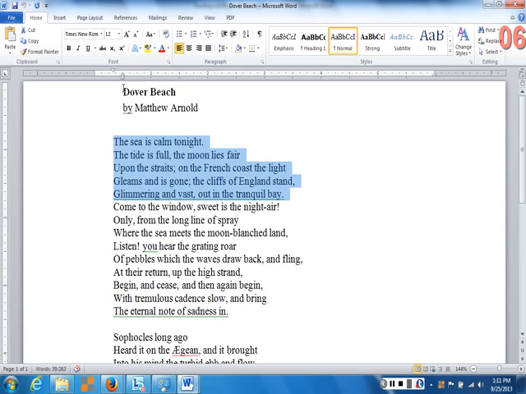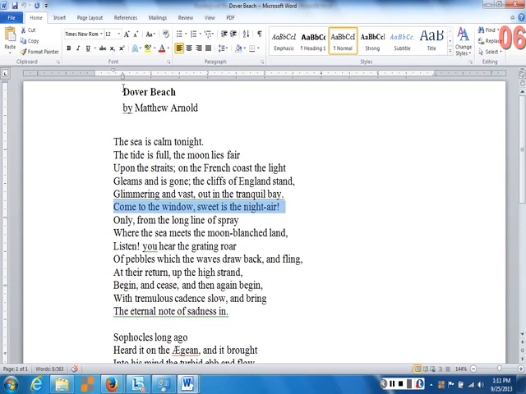It looks as though we've got a poem about the landscape. We've got a poem that is describing something, as if the subject were going to be the sea and the cliffs and so on. Okay? But then he continues, "Come to the window. Sweet is the night air."